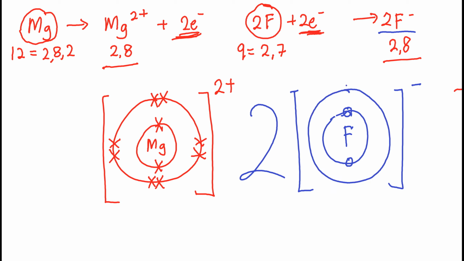So for the fluoride ion, it originally has 2,7 electrons of its own, but it received 1 electron from the magnesium, and that's why there's 1 cross out of the 10 electrons in the fluoride ion. So this will be the full electronic structure of magnesium fluoride.